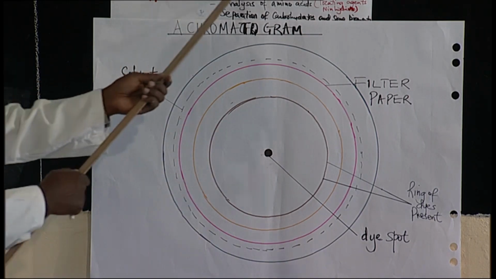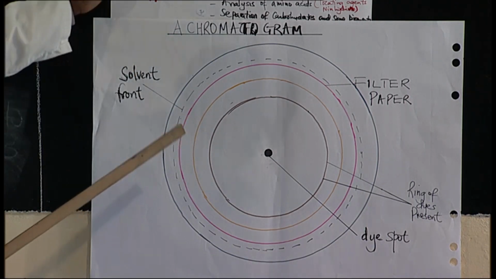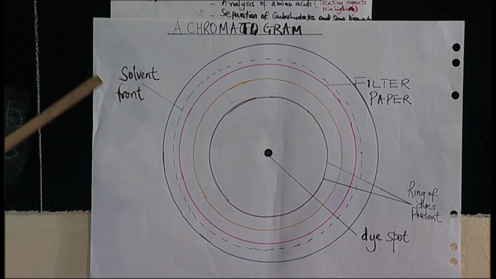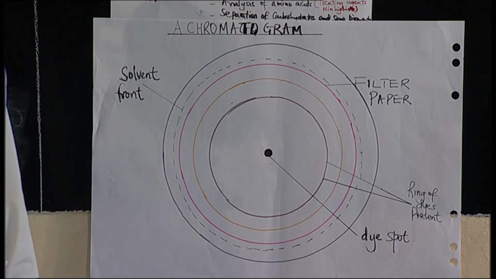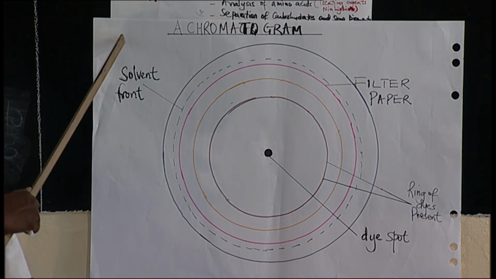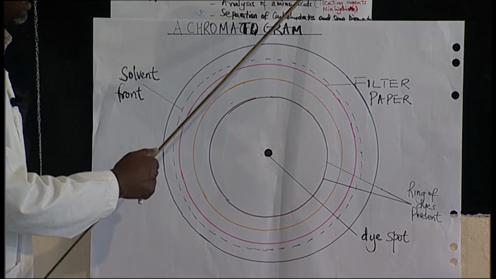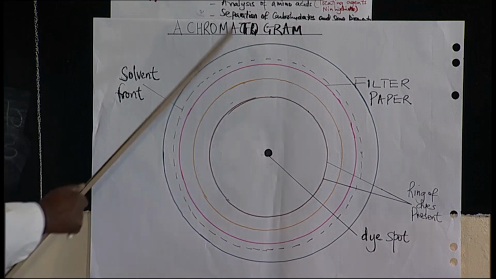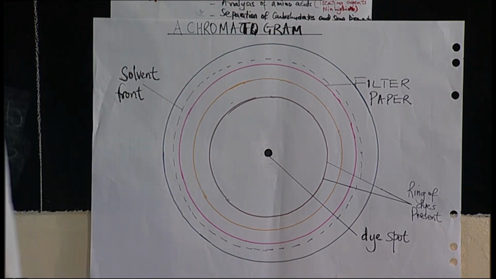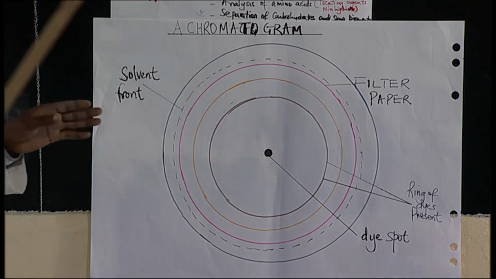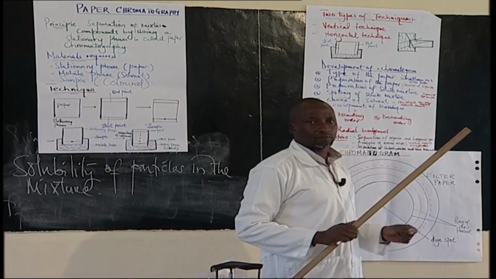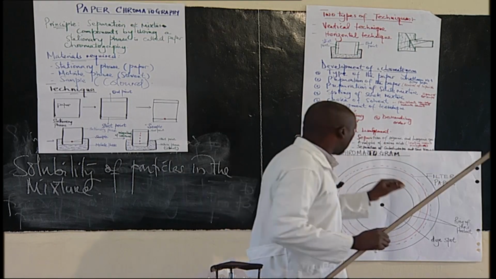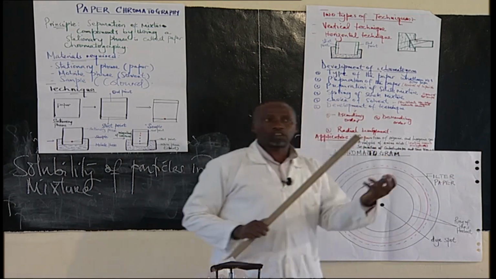So let's look at the applications of this. We have separation of organic and inorganic compounds. We use chromatography to separate the organic and inorganic compounds. Analysis of amino acids: take note of this. Amino acids are colorless substances, so we need what we call a locating agent. The locating agent in this case will be ninhydrin.